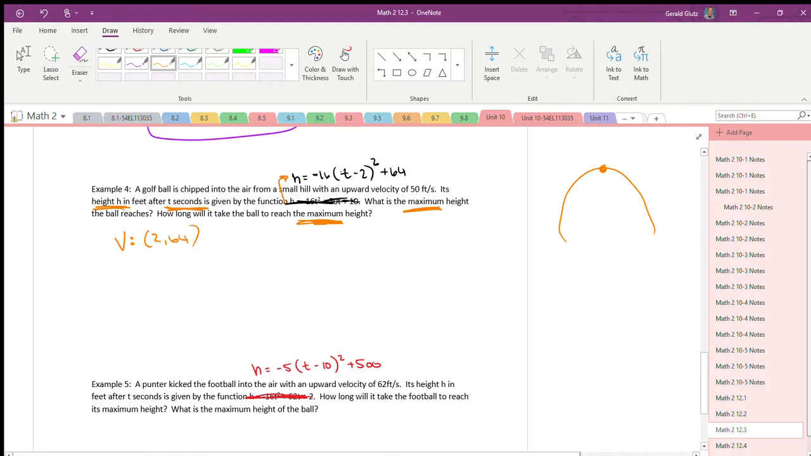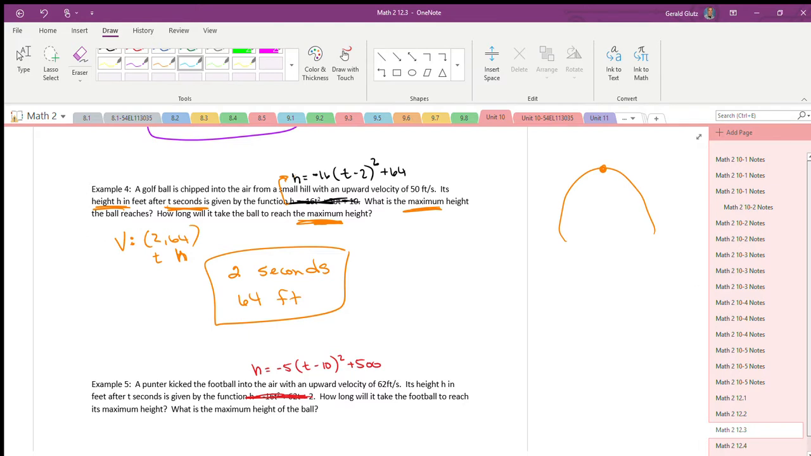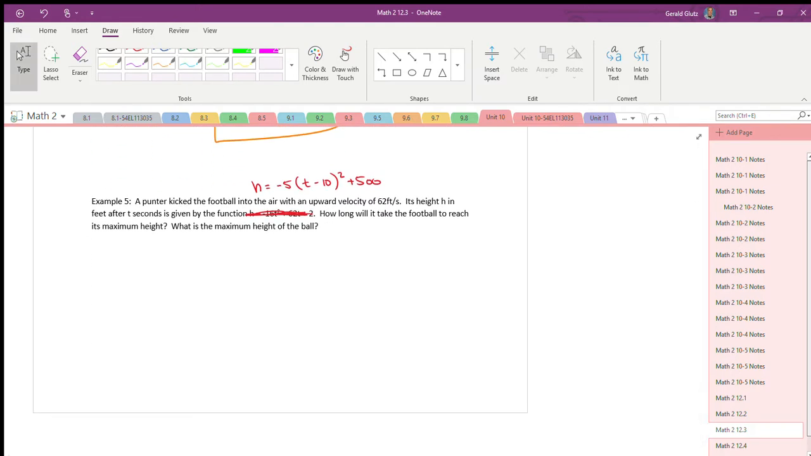So again, t is in place of x, so this is our t value. H is in place of y, so this is our h value. So this tells us it takes the ball 2 seconds to get to its maximum height, and the maximum height is 64 feet. And that's it.